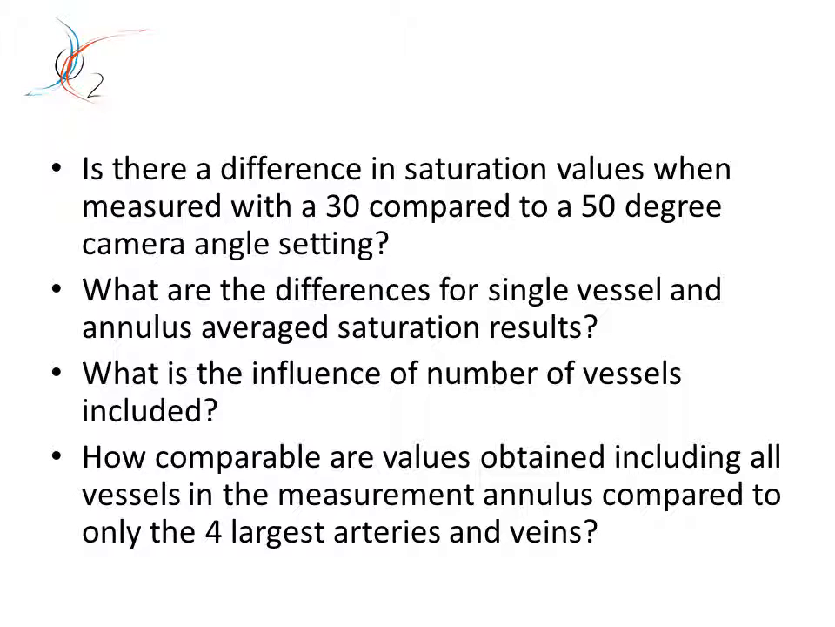We wanted to see a couple of other things as well, which were, what's the influence of the number of vessels included? Does it really matter whether I have 6 arteries and 7 veins, or is it comparable to if I just take the major 4? And how comparable are the results in the measurement annulus at 30 and at 50 degrees, as well as looking at single vessel comparisons, 30 to 50 degrees.